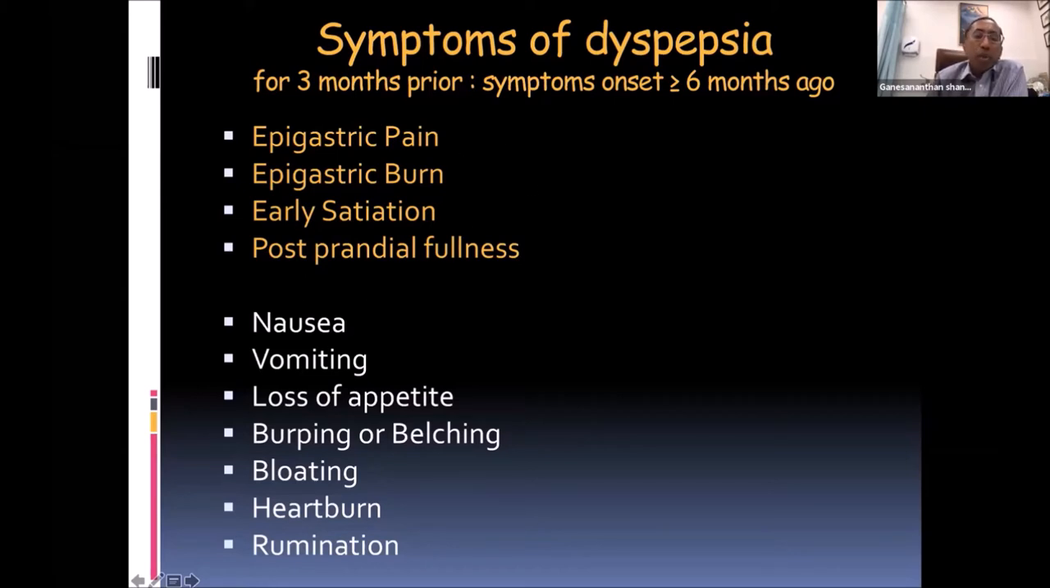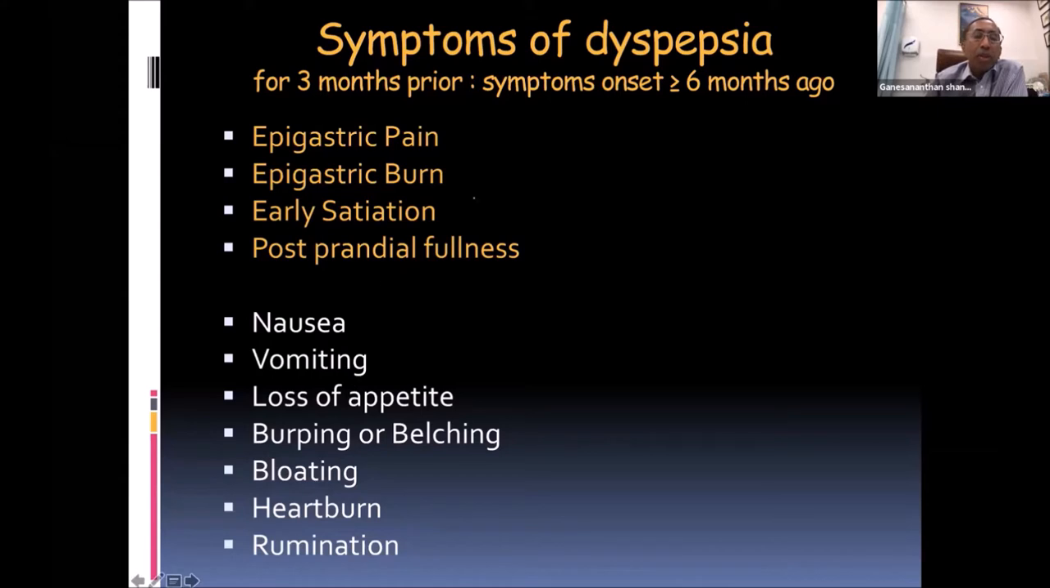We also include nausea, vomiting, loss of appetite, burping and belching, bloating, heartburn, rumination. Remember, heartburn was included in Rome 2 criteria. And rumination, this is, again, what the cows do. You can bring out food and you chew, chew, chew.